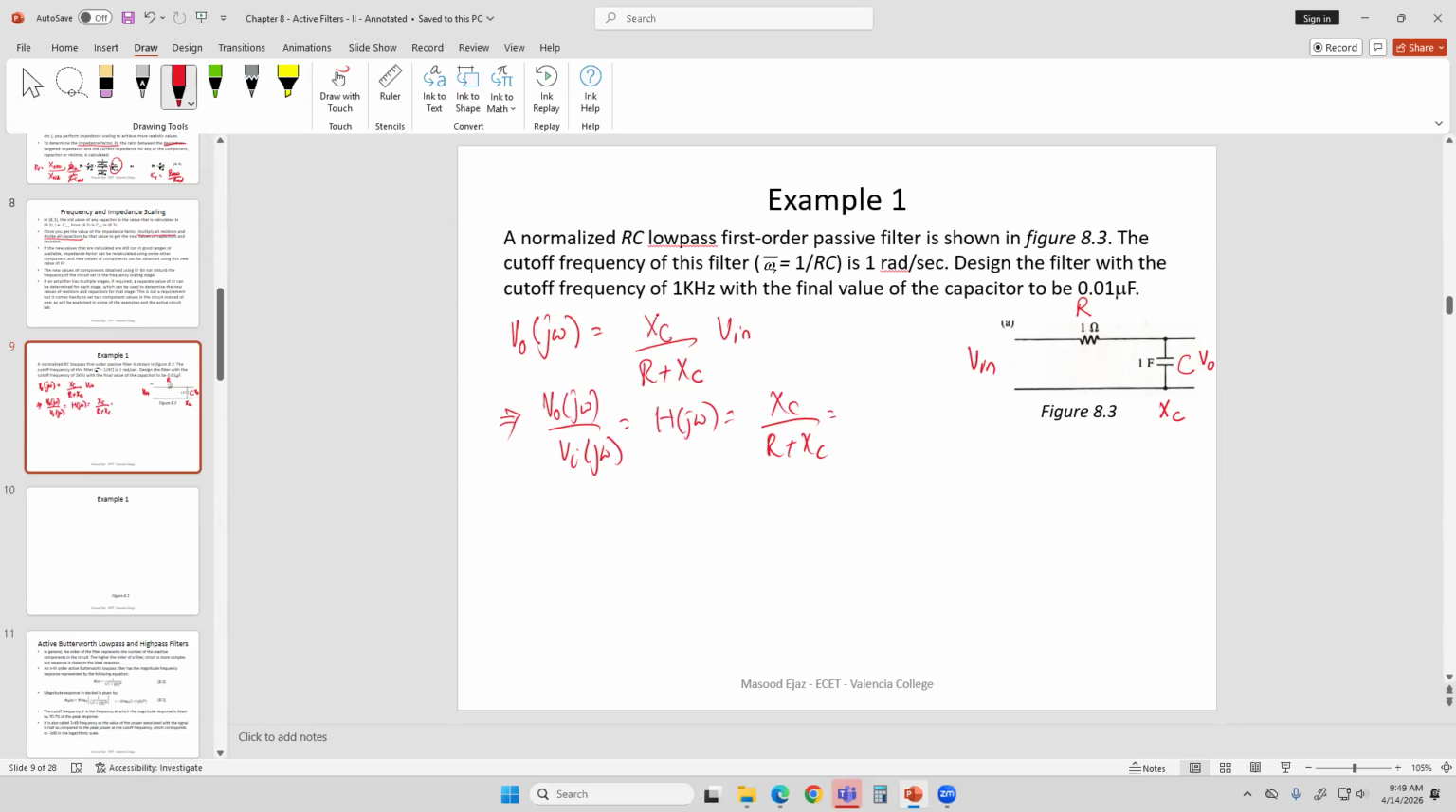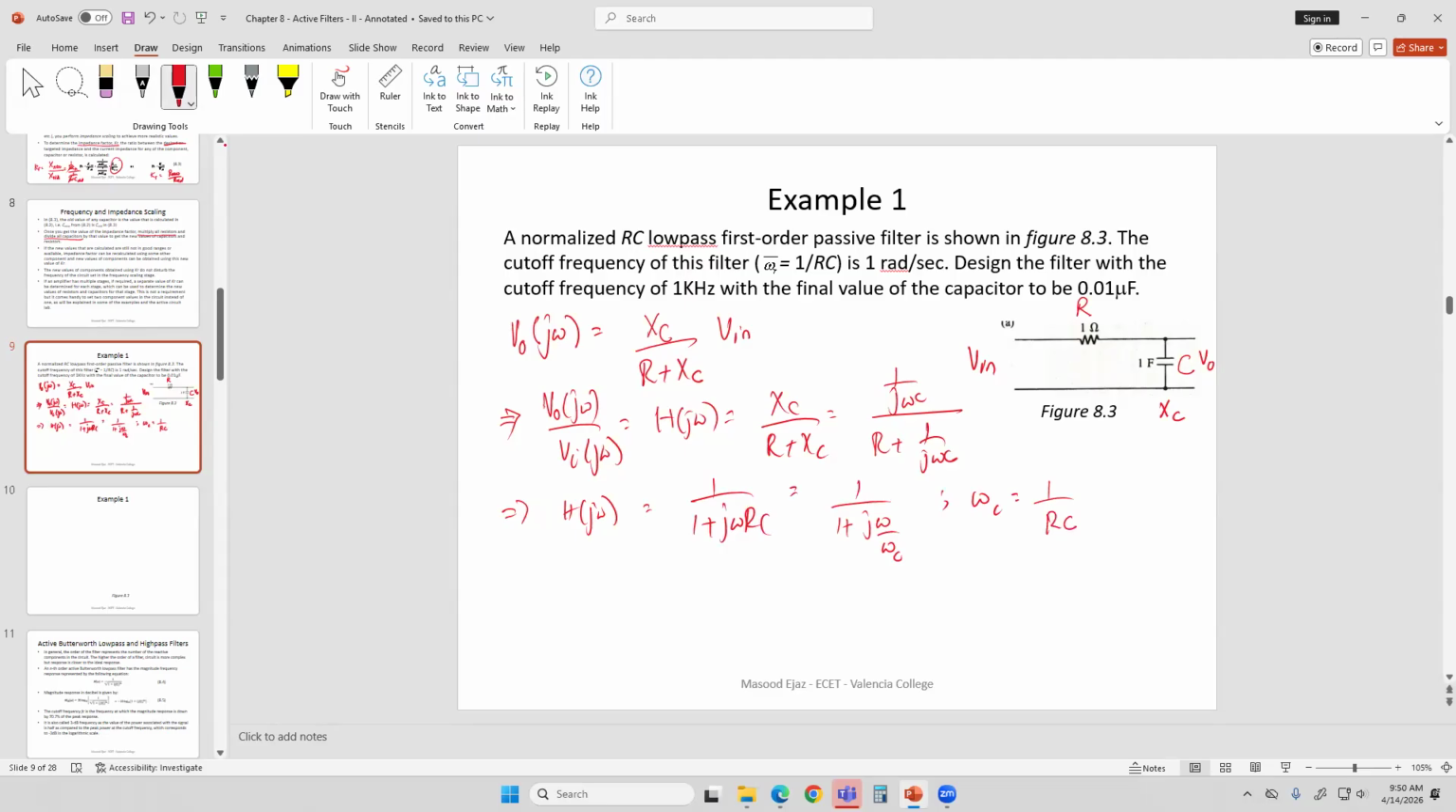If we put in the value of XC, it's 1 over j omega c over R plus 1 over j omega c. So the transfer function, not the magnitude, is simply 1 over 1 plus j omega RC. And this is the first order filter. We can write this as 1 over 1 plus j omega over omega c, where omega c is the cutoff frequency, given by 1 over RC.